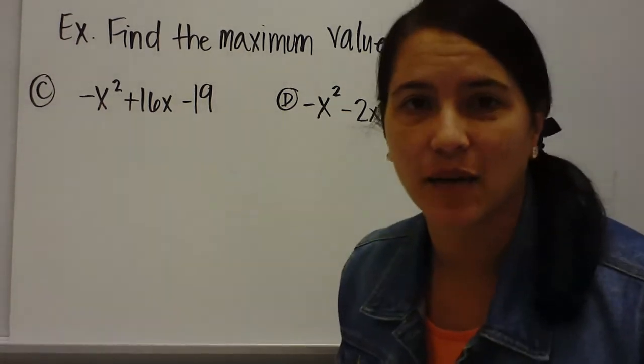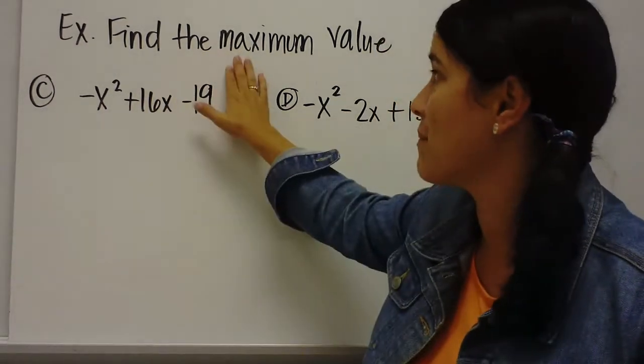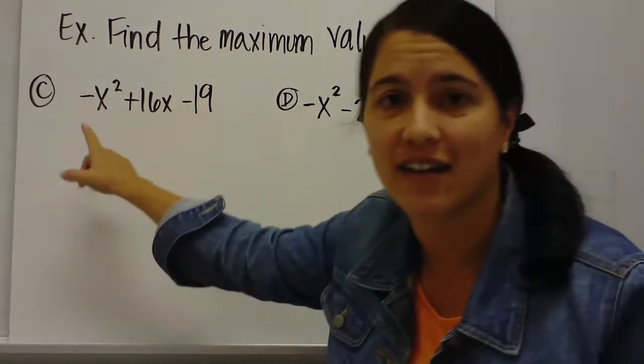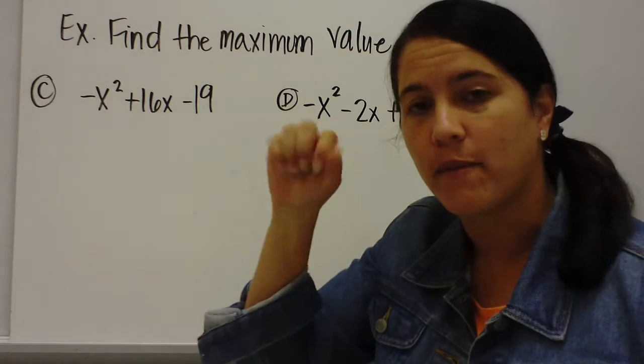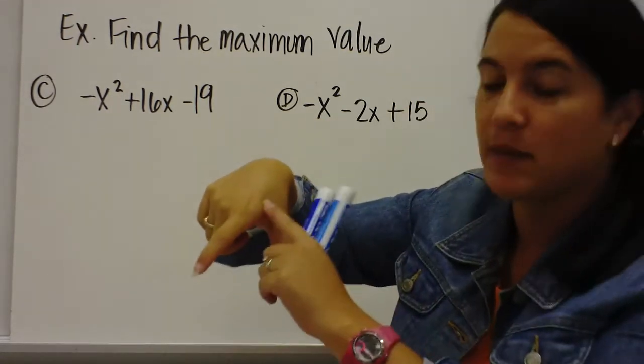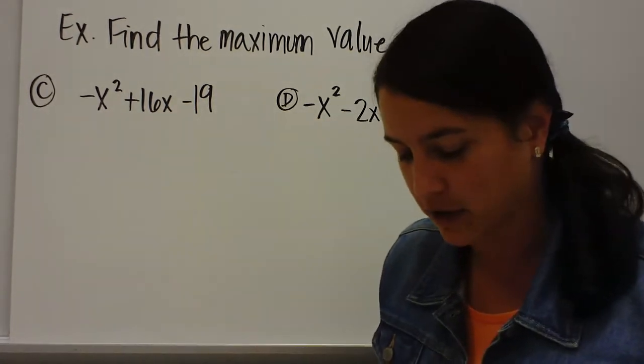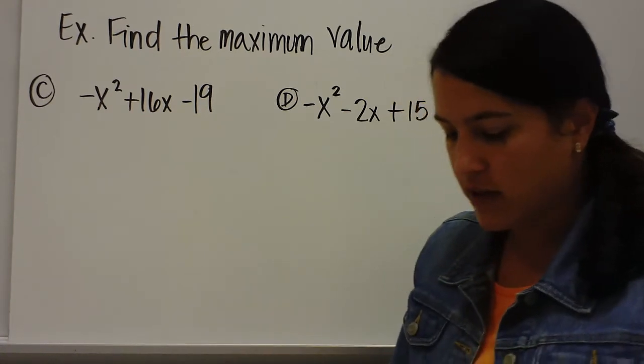All right, and so the next example, we're finding maximums. The reason we're finding maximums is because both of these are negative, which means the parabola opens down. So if the parabola opens down, that means my top point right here is a maximum value. So let me show you this.